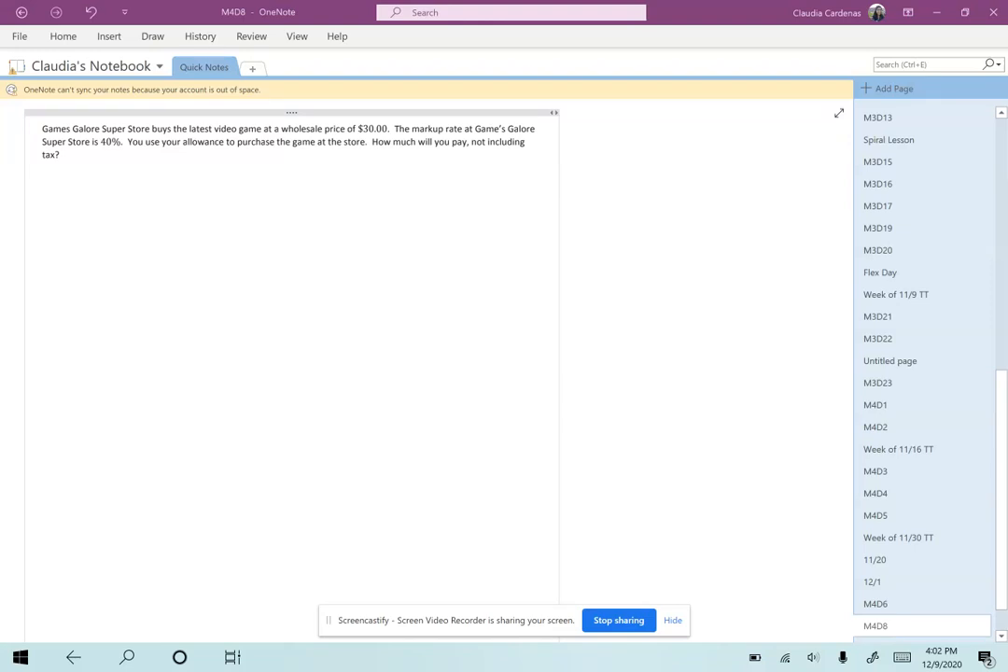We've been focusing on solving percent problems from the previous lessons, and today we're going to look at specific types of percents that we see regularly when shopping, markups and markdowns. So let's go ahead and read this problem aloud.